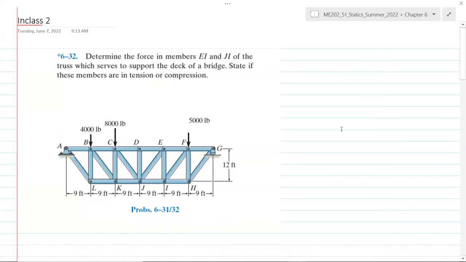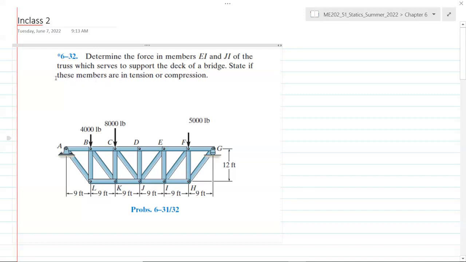Chapter 6 in-class exercise 2, method of sections. Question 6.32. Determine the force in the members EI and GI of the truss which serves to support the deck of a bridge. State if these members are in tension or compression.